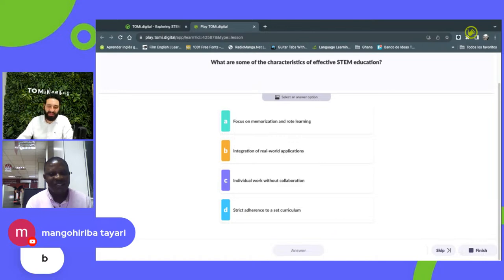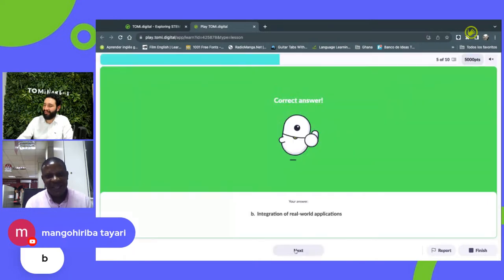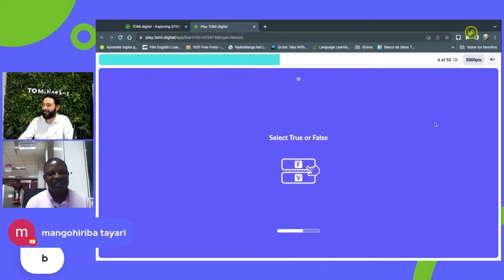Most people are saying B, so I'm going to go for that one. Strict adherence to, okay, B. Okay. Correct. Okay. Integration of real-world applications. So that's a key point of STEM, right? Yeah. Okay. I have another one that is for STEM.